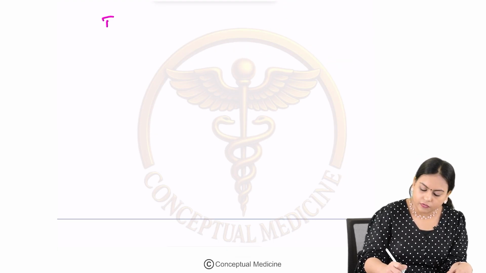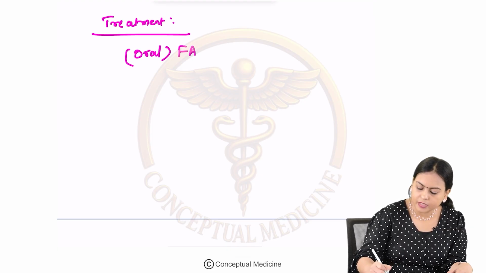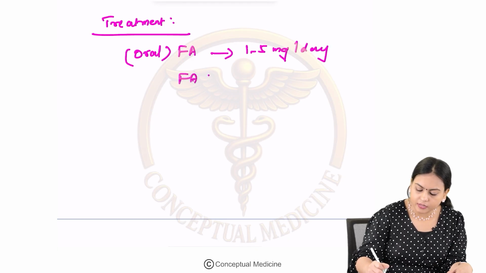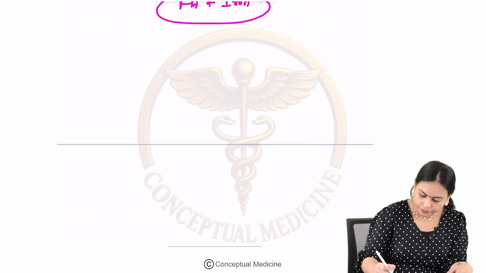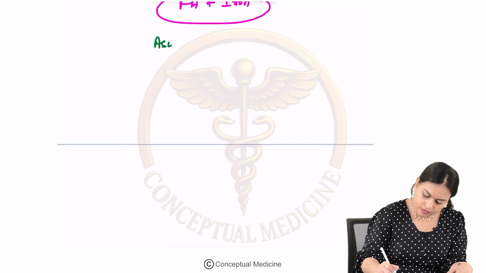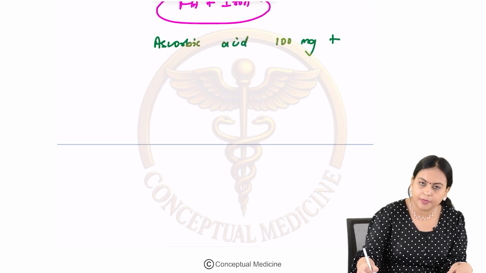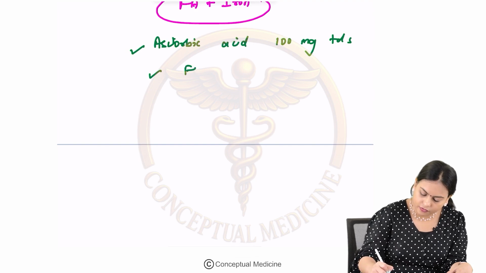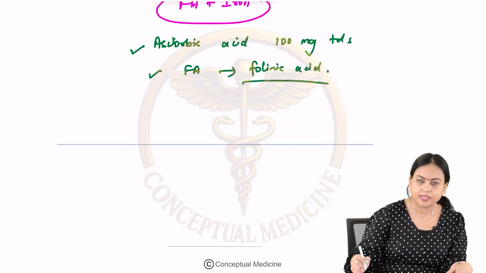For the treatment of folic acid deficiency, you will be supplementing folic acid tablets orally at the dose of 1 to 5 milligram per day, and we know folic acid is going to be supplemented with the iron also. Along with this, we can even give ascorbic acid 100 milligram TDS, that will help in increasing the absorption, and it also helps in conversion of folic acid to folinic acid, which will be easily absorbed.